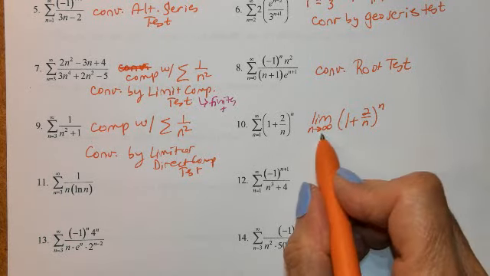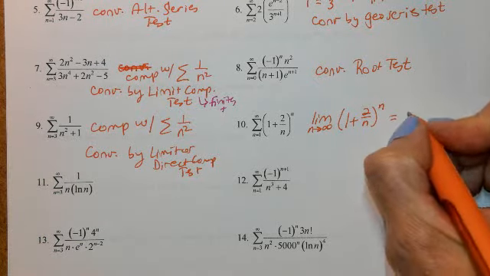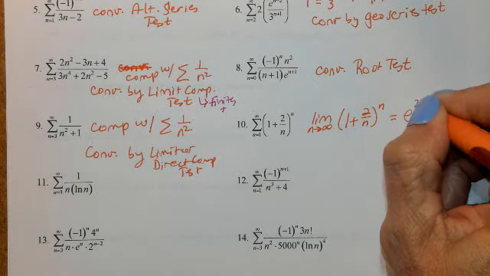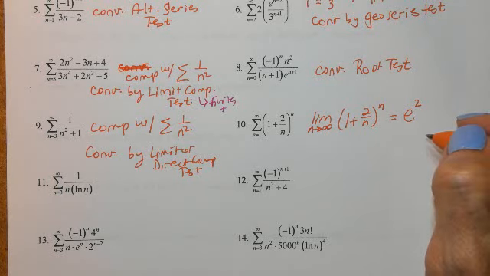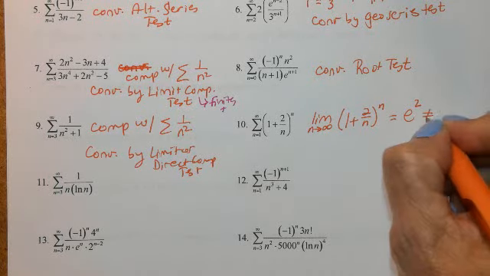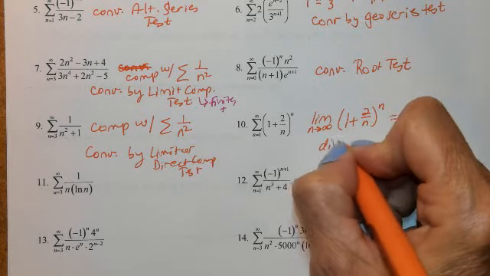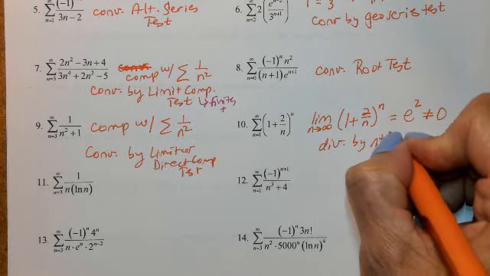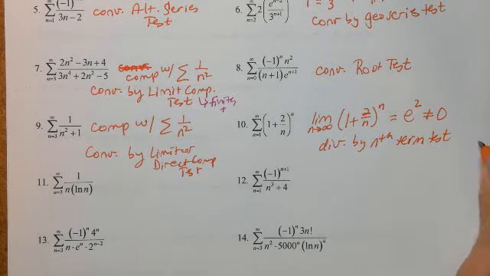The limit as n goes to infinity of that, I recognize as e squared. First thing on your formula chart, right? So, which is not 0. It's not 0. So this diverges by nth term test. Our very first test that we did.